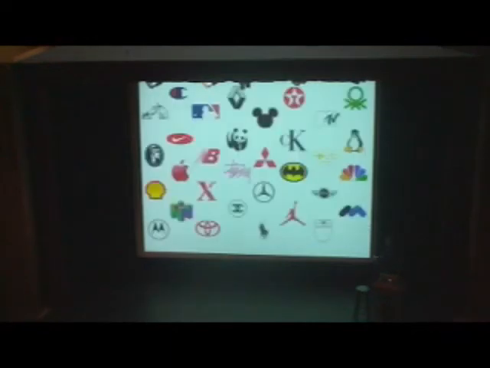You recognize these? Batman. This one? UPS? Everyone knows this one. Yeah, right, I figured as much. What about the one on top, the black one? What about the panda? No one knows the panda? Which one is the panda?